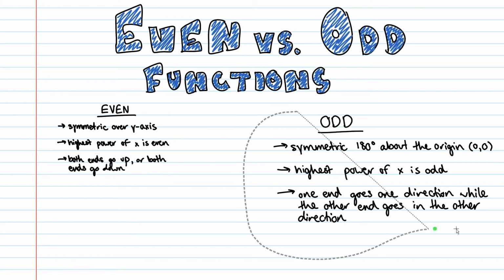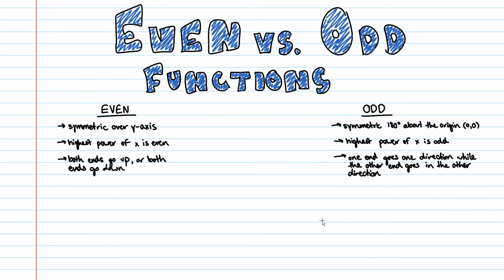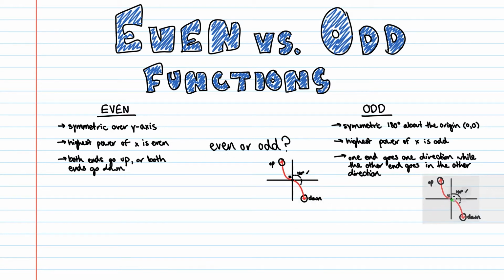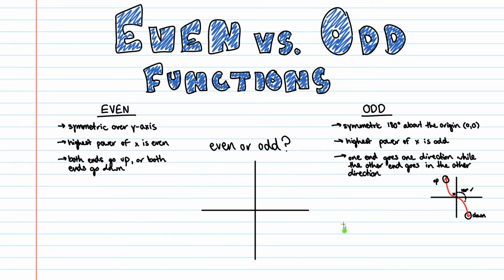I'm going to scoot these each to the side, and then we'll play a little game. I'll show some different functions, and we can see if we can figure out whether they're even or odd. Here's the first one. So which one, even or odd? What do you think? Since it's symmetrical about 180 degrees from the origin, and one end goes up and the other end goes down, this would be an odd function. Let's do another one.